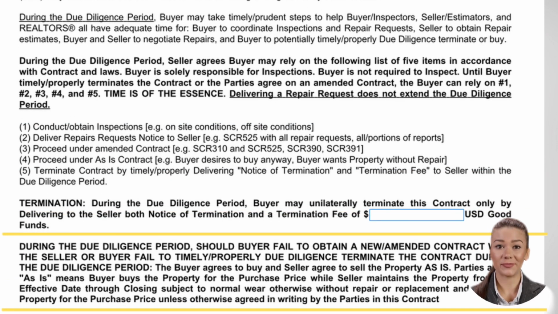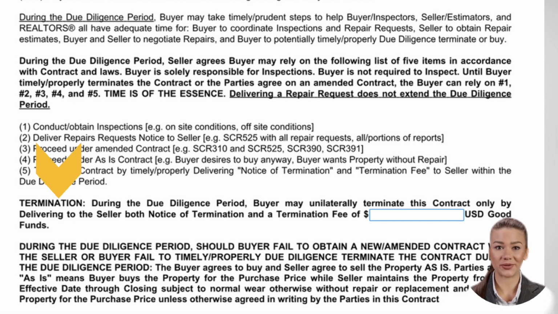If you do not have an amended contract or terminate the contract before the expiration date and time, the contract will become an as-is sale. For the buyer to terminate the contract successfully, you must provide both the termination fee and the termination paperwork, Form 313, before the expiration date. The buyer will pay this fee directly to the seller. Any extension to this date must be in writing.